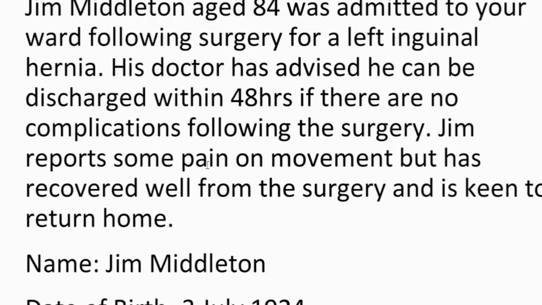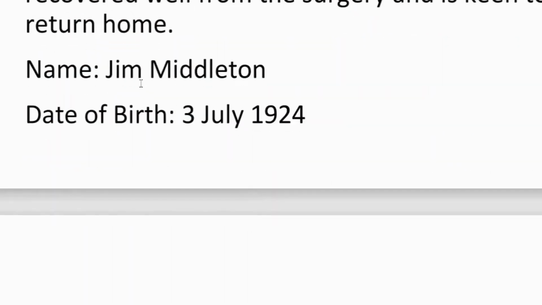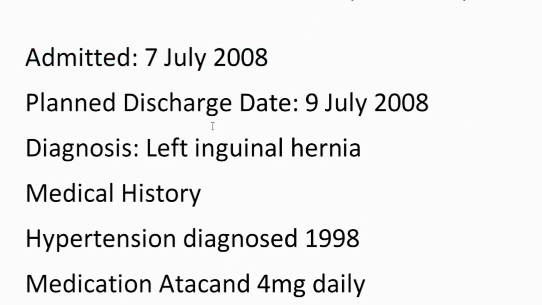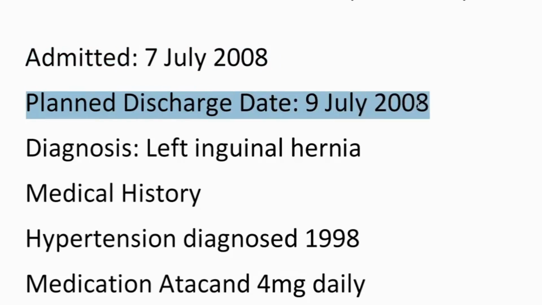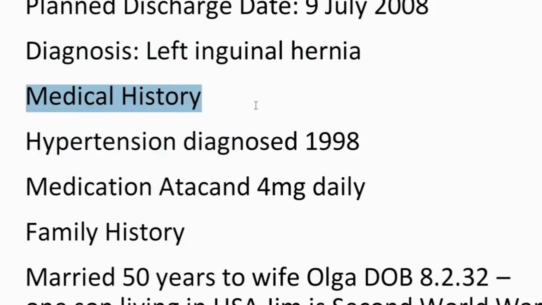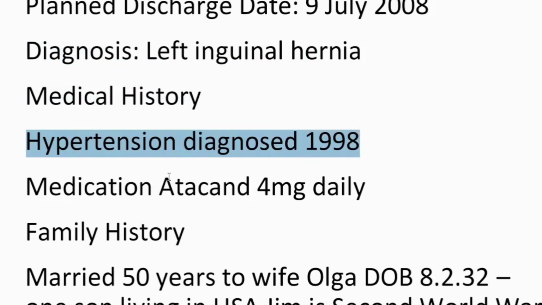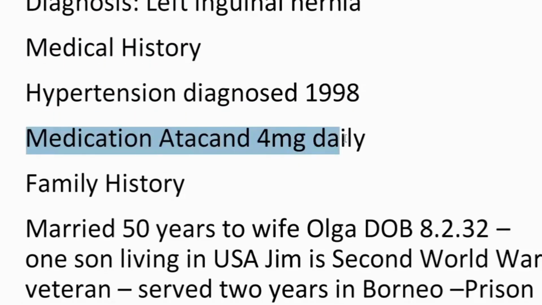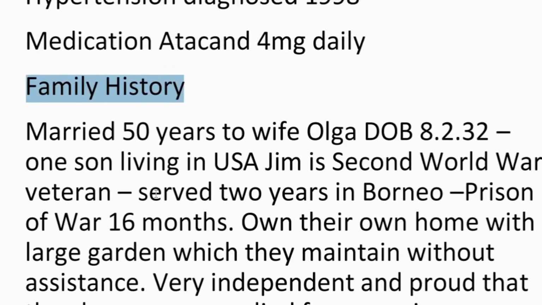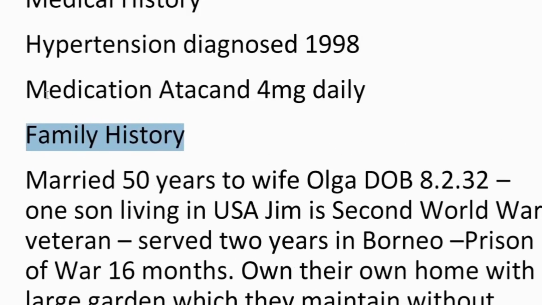Let's see the below. We can see the patient's name as Jim Middleton. His date of birth 3rd July 1924. He was admitted on 7th July 2008. His discharge is planned on 9th July 2008. Diagnosis. We have already seen that it is left inguinal hernia. His medical history says hypertension, which was diagnosed in 1998. So he is on medication to manage his hypertension.